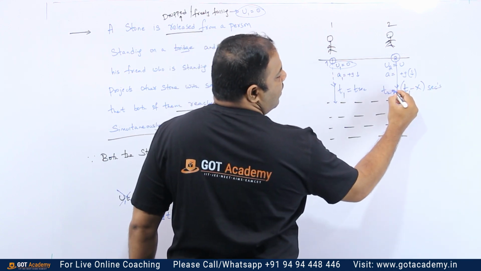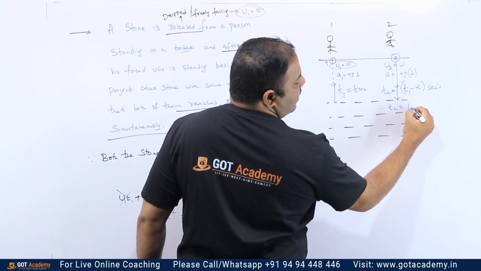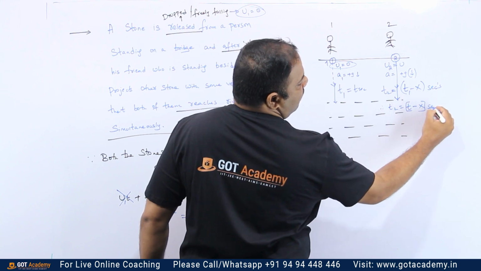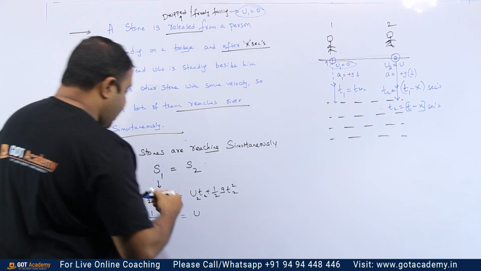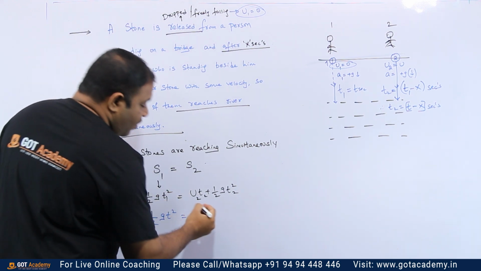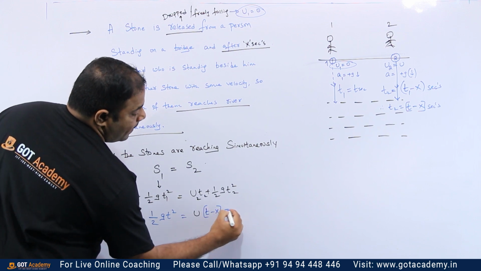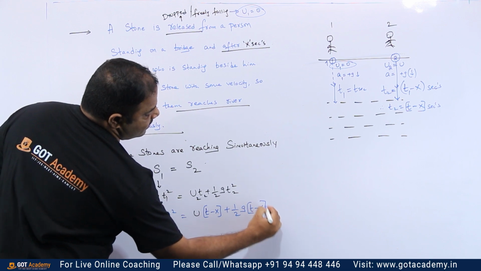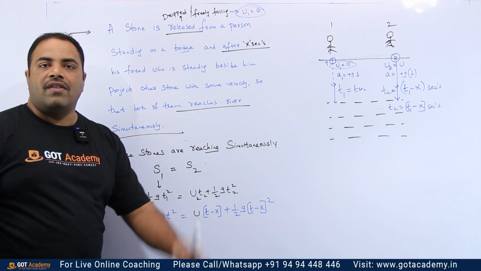Okay, so what is t1 here? T1 is nothing but t. So t2 is equal to t1 minus x, that is t minus x. This is the way we have to write. Okay. So now the same thing I am writing here. So s2 is nothing but u into t minus x plus half g into t minus x whole square. So this is the way we have to write.